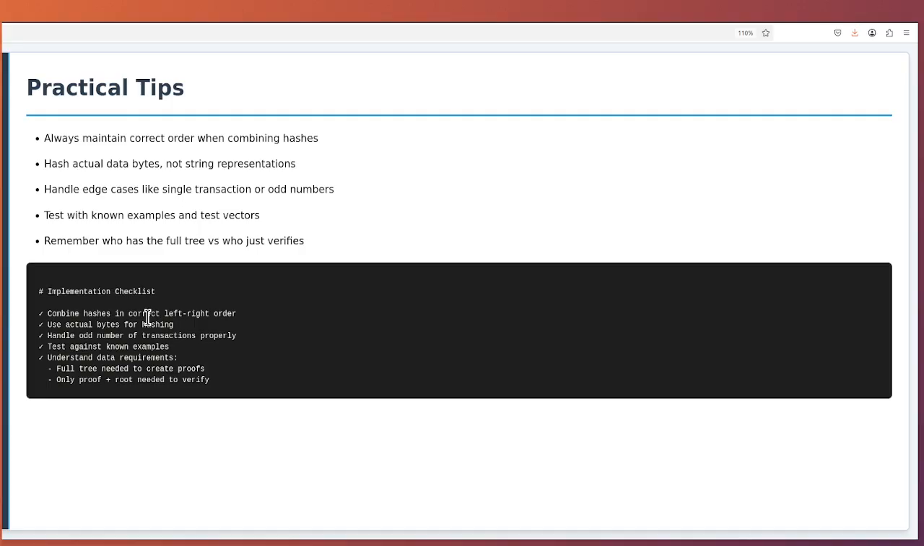Handle edge cases properly. What if there's only one transaction? What if there's an odd number? Most implementations duplicate the last item to make pairs. Test with known examples. Many blockchain implementations publish test vectors, for example, data with known correct proofs. Verify your code produces the same results. Remember that verification is fast, but creating proofs requires having the full tree. Make sure your system design accounts for who has what data.